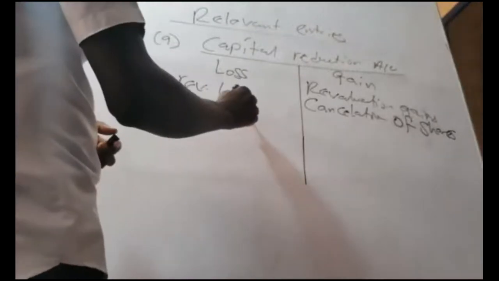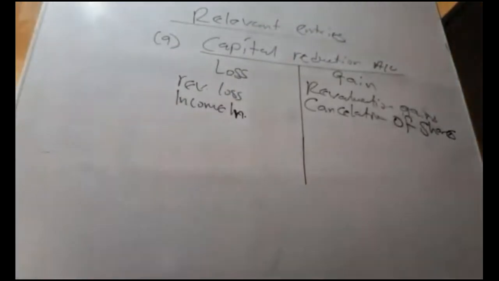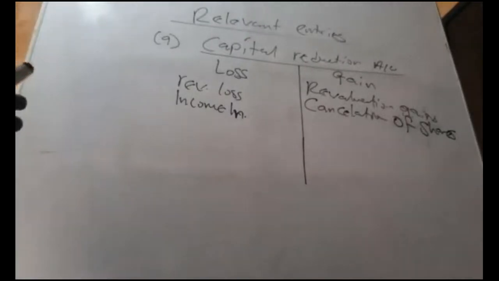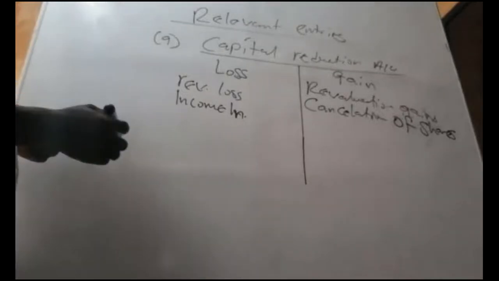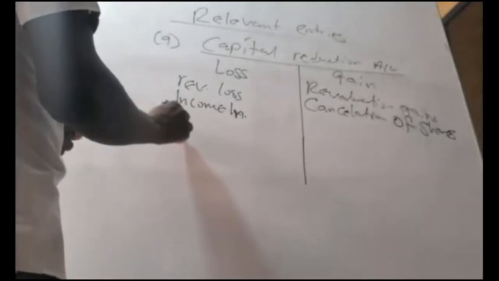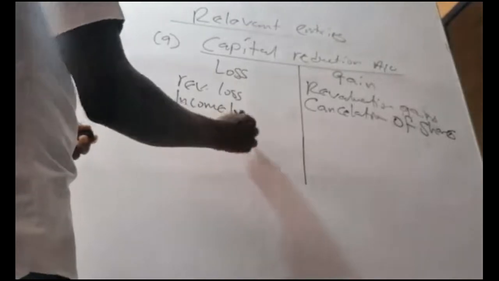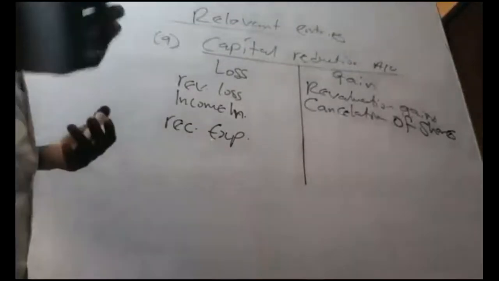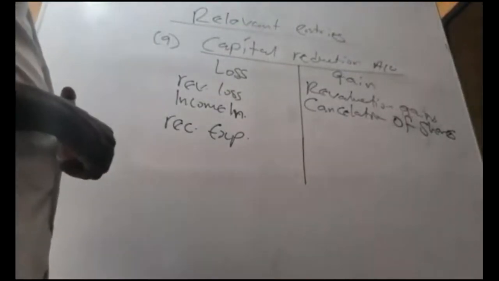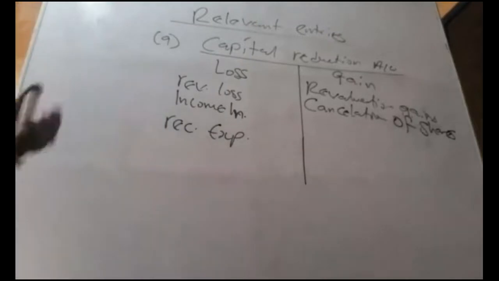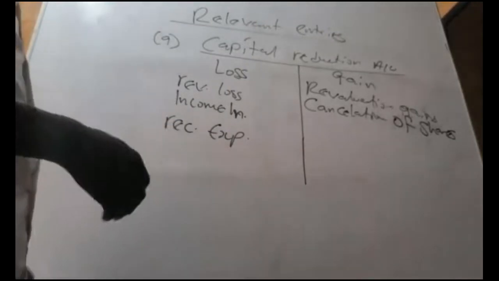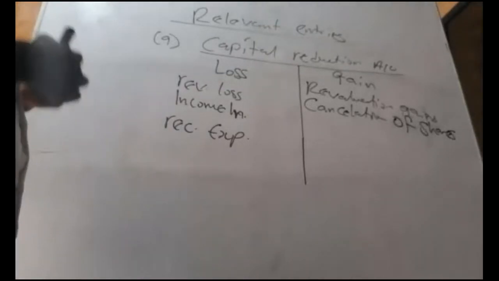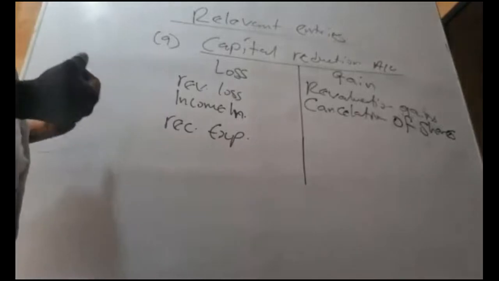Don't forget, once again, cost of reconstruction, or reconstruction expenses. As long as we have cost of liquidation or receiver's money, in short, liquidation expenses, you also have reconstruction expenses, all must be here. Then you are done.